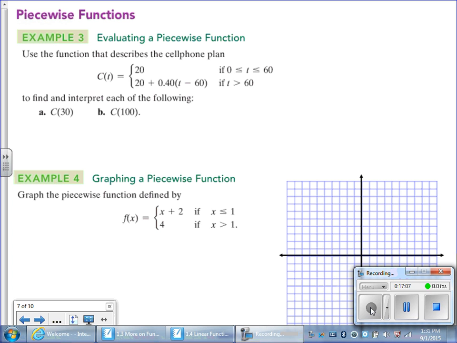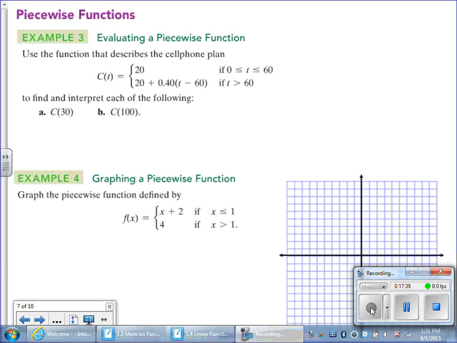Okay, example number 3, we're going to talk about piecewise functions, and the problem that we have here, I don't have the whole statement, but I can tell you what the problem is about. It describes a cell phone plan, and I believe that was talking about the minutes used, and I think this problem is kind of outdated, right? Because we don't really care about how many minutes we use on our cell phone. Most of us have unlimited, right?